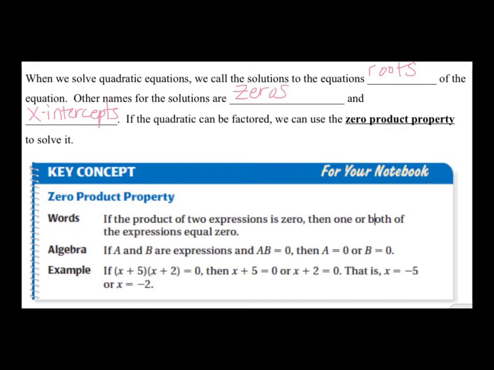We've been using this when we've worked with intercept form, and we find the 2 x-intercepts in order to average them to find the vertex. To find those x-intercepts, we've been applying the zero product property.